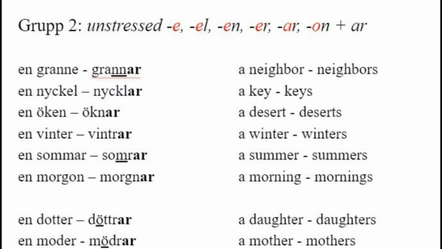How to tell that the endings are unstressed? First, you need to find a stressed syllable in the word. This syllable will be pronounced longer and a bit louder than the other parts of the word. For instance, in vinter, the first part, vin, is louder and longer than the ending. It's not vinTER, it's VINter. It's not dotTER, it's DOTter. So in all these cases, the endings are unstressed, and thus they have ar in plural.